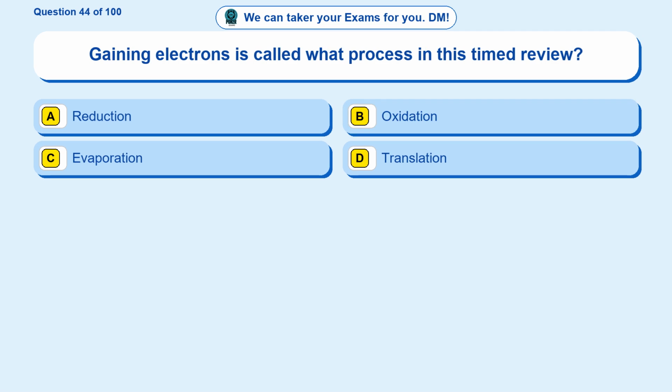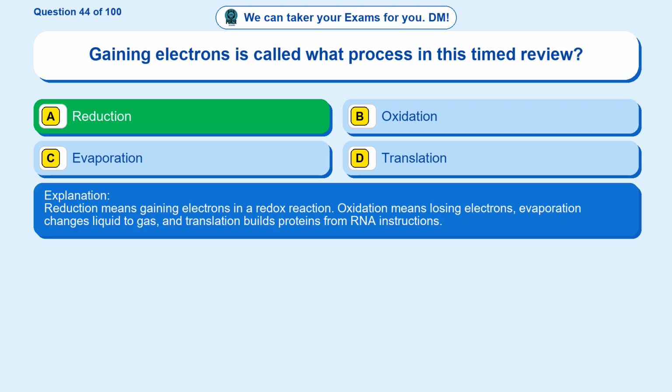Question 44. Gaining electrons is called what process in this timed review? Option A reduction. Option B oxidation. Option C evaporation. Option D translation. The correct answer is option A. Reduction. Reduction means gaining electrons in a redox reaction. Oxidation means losing electrons, evaporation changes liquid to gas, and translation builds proteins from RNA instructions.